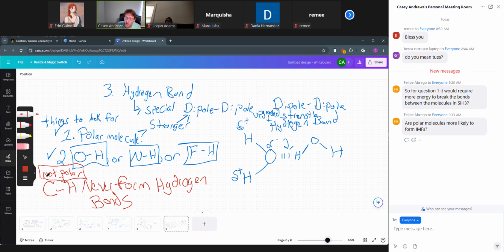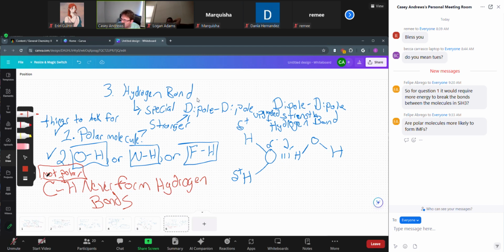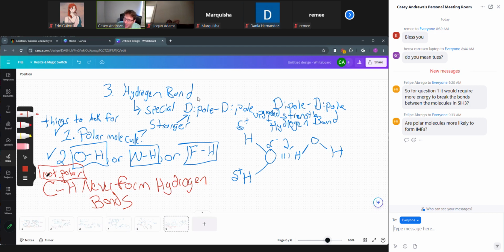And so if I ask you a question on the test, which I'm likely to do, and I give you a molecule, and I say, I don't know, does this have hydrogen bonds, or point at the hydrogen bonds? And it has carbon and hydrogen bonded together. Ignore it. For a hydrogen bond, hydrogen has to either be bonded to oxygen, nitrogen, or fluorine.